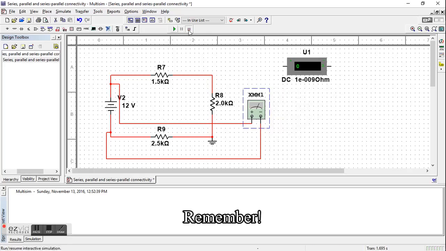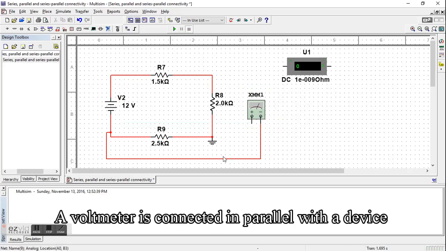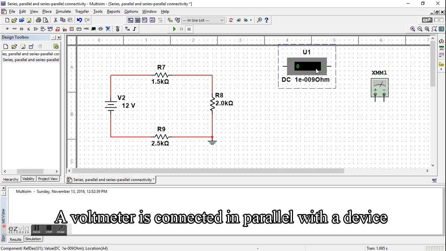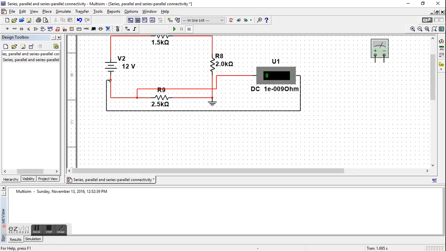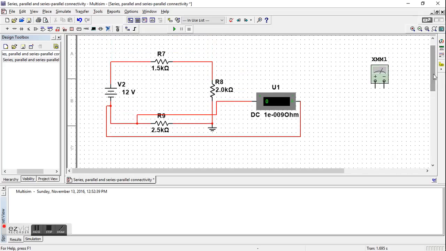Next part is the total current. We need an ammeter. Connect the positive end of the ammeter to the positive side of the circuit and negative to the negative side. And then run. And there it shows 2 milliamperes. Don't forget to include a ground in the circuit because it makes sure that the nodes are connected to each other.